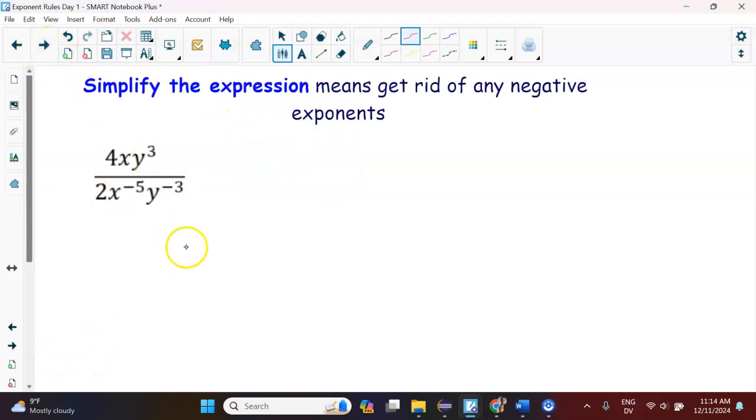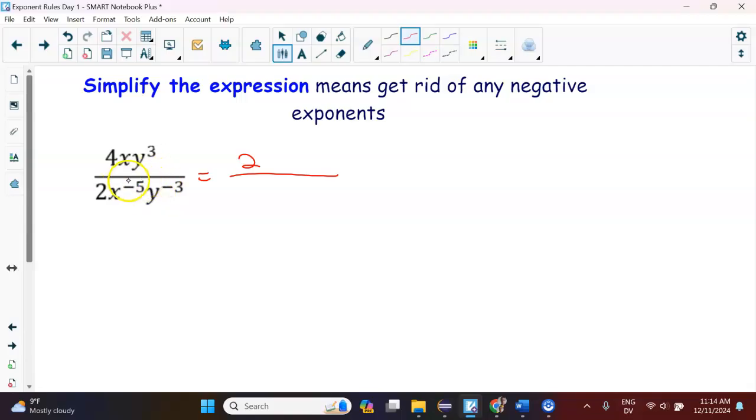All right, one more for you to try here. Pause the video, give it a shot. Okay, so we're going to divide these 4 and 2. These aren't exponents. Those are regular numbers. So we just divide them to get 2, or 2 over 1.